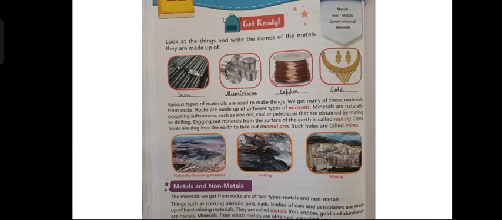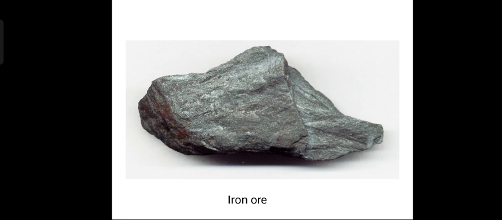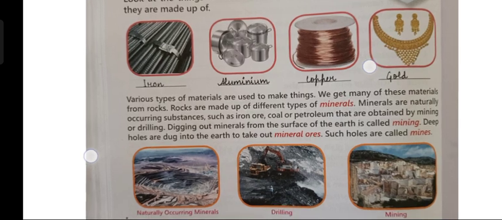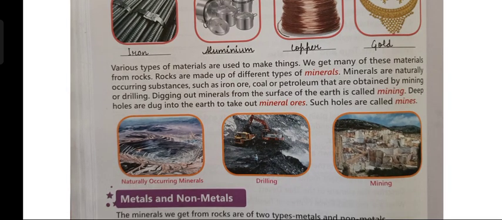Here, children, I would like to show you this is an iron ore. So, an iron ore is a rock, and from this rock we get iron. So, those type of rocks from which we get iron is known as iron ore. So, this is a very common example of mineral.